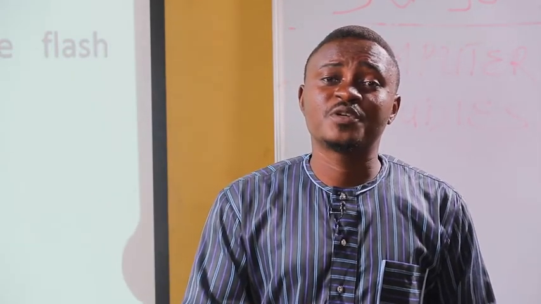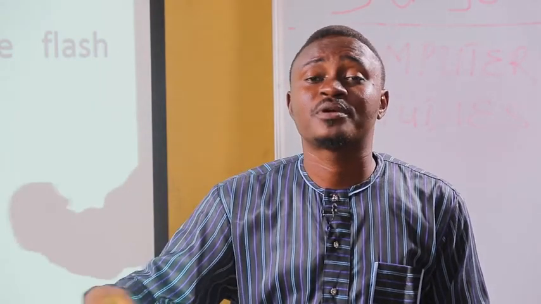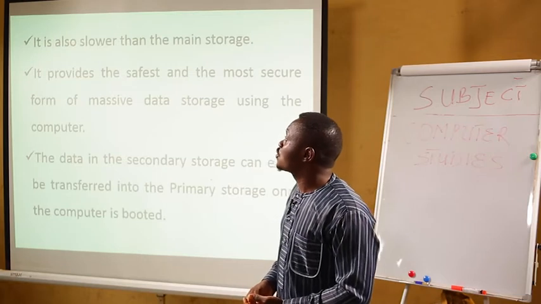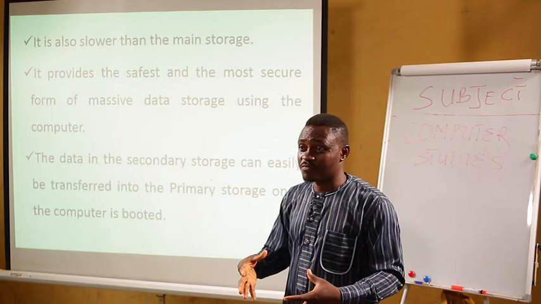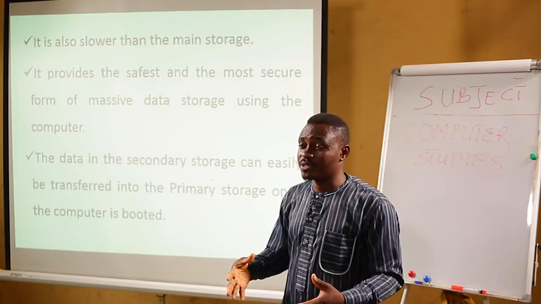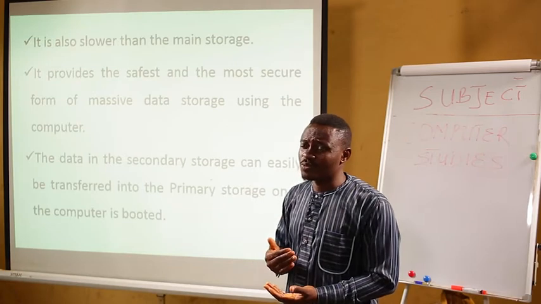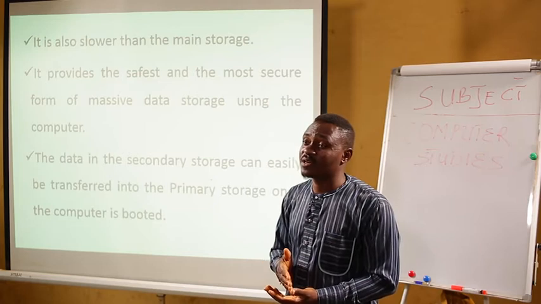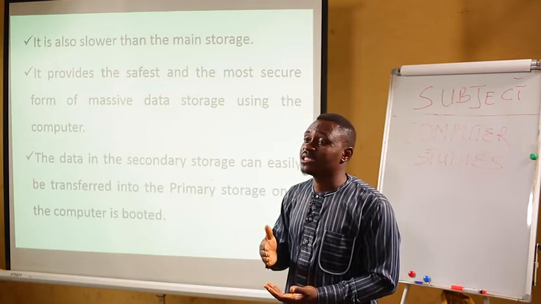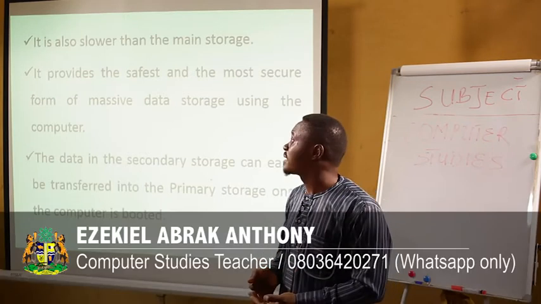So every information that is in the secondary memory must be taken to the primary memory for further processing. It is slower than the main memory. That is very true. It's actually massive and very bulky, so therefore a lot of information is kept inside. That makes it a bit slower, because the primary has to be faster than the secondary. If not, data processing will be extremely slow, which would not be good for anyone.